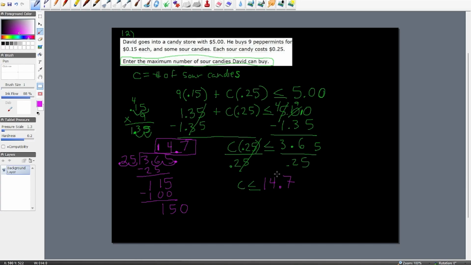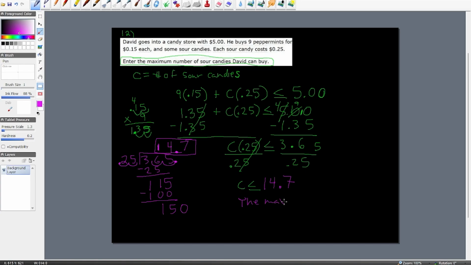Now, we need to read what this question is asking us carefully. It says, enter the maximum number of sour candies David can buy. So the most he can buy. You can't buy 0.7 of a candy, okay? You can either buy 14 candies or you can buy 15 candies. The most he could even purchase with his earning power is 14.7, but that's not possible to buy at a store. So our answer is going to be 14 candies.